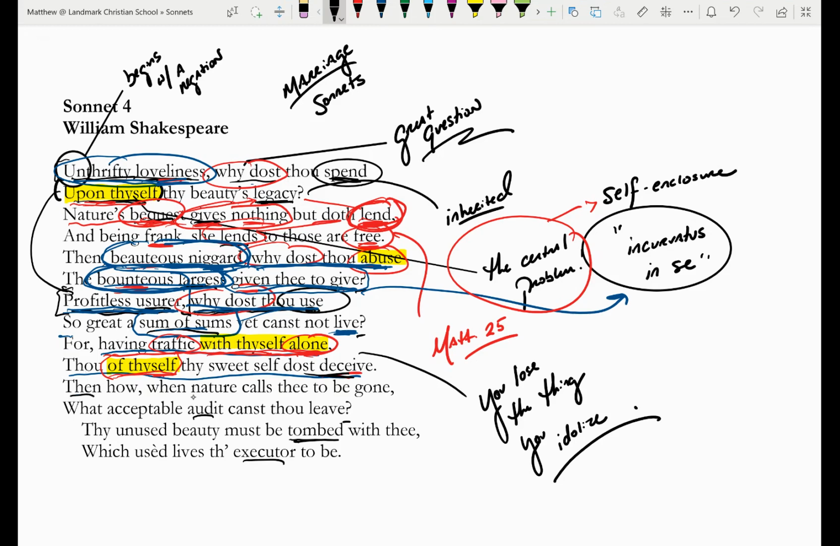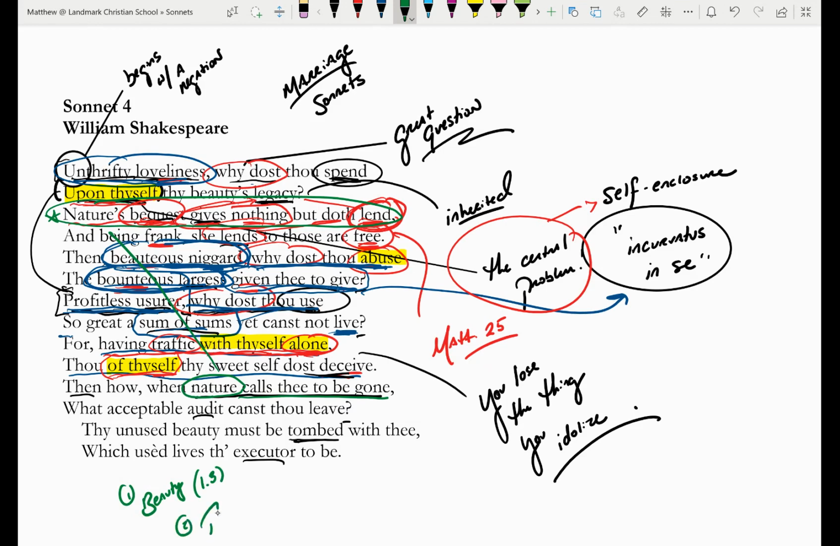Then how, when nature calls thee to be gone, what acceptable audit canst thou leave? Now notice the return here of something we saw earlier. Nature lends, we saw that in line 3. Nature's bequest gives nothing but to lend. Well, now here's nature again evoked. But now nature calls thee to be gone. So nature has lent to the young man his beauty. We saw that in line 3.